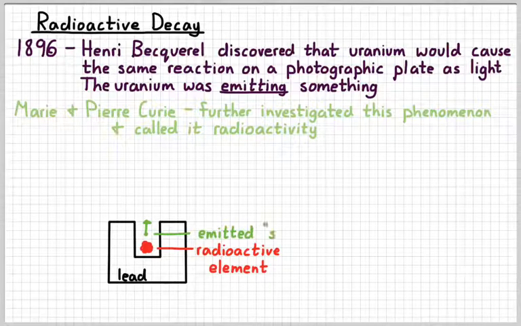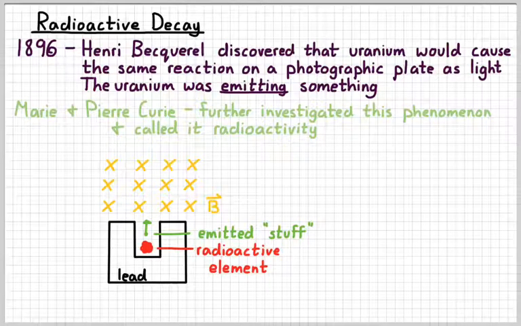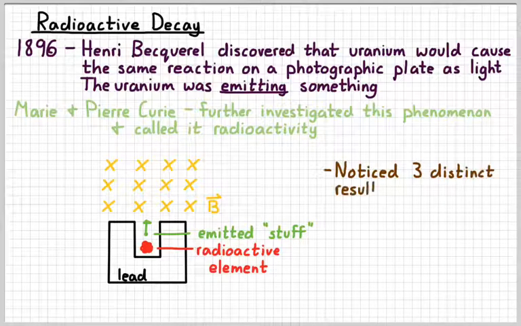One way that you can characterize the radioactivity that's created from a radioactive element is by placing it in a block of lead, so you can contain what's being emitted, and then have that emitted stuff pass through a magnetic field. So here's a magnetic field directed into the page. We know what happens when things move through magnetic fields. If they're charged, then they're going to experience a magnetic force. If not, then they won't experience a magnetic force. And so when you do this, you notice from any radioactive element three distinctive results.